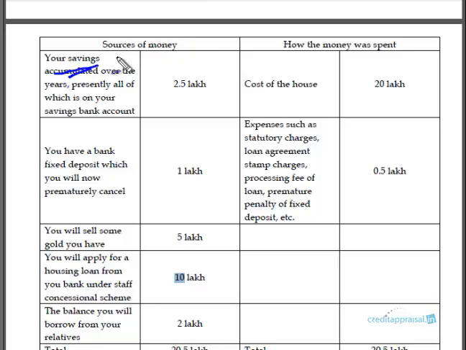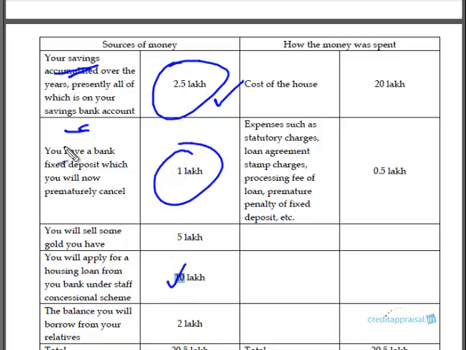So you have savings that have accumulated throughout your service. This is in an SB account. So there's some 2.5 lakhs in your SB account. That is a source which you plan to use for the purpose of purchasing this house. So 10 plus 2.5. You also have a fixed deposit. This is not in the SB account, this is in a fixed deposit, which you now plan to prematurely cancel. So that is another 1 lakh.